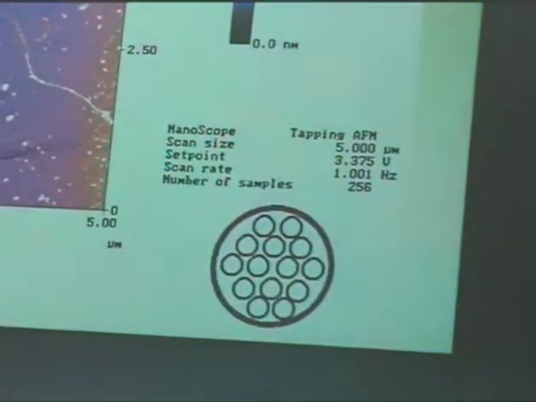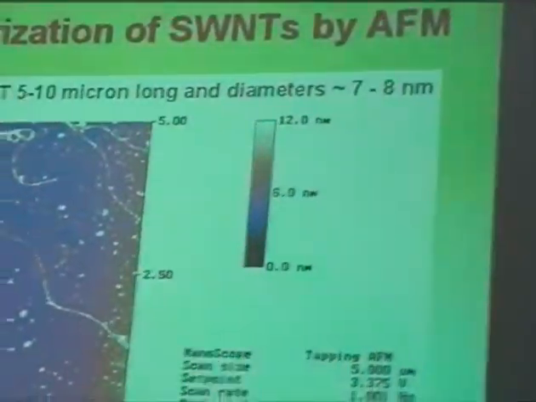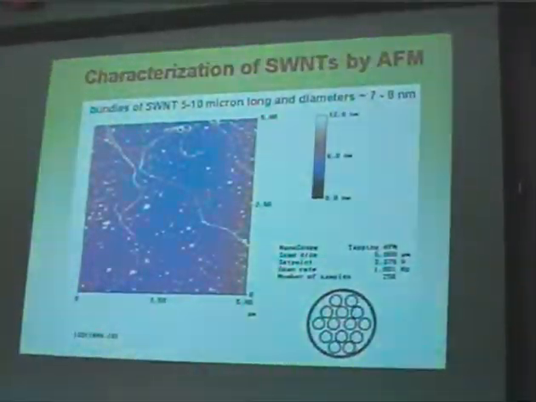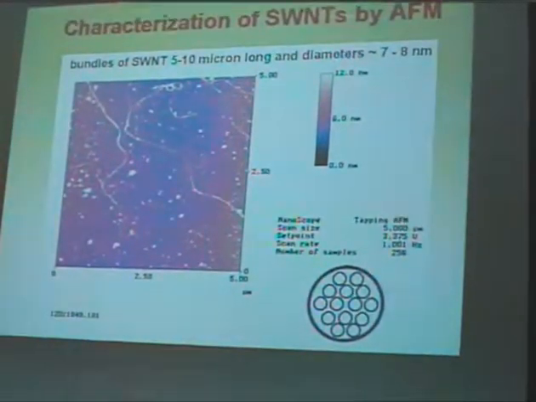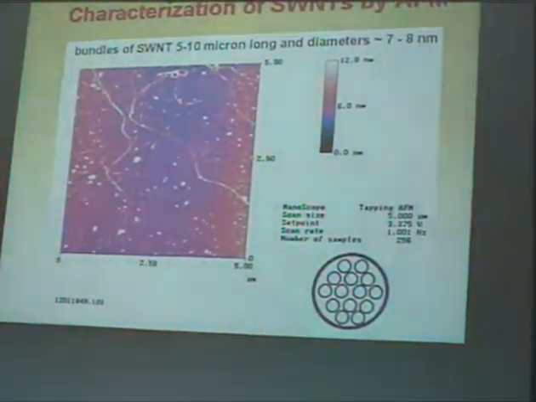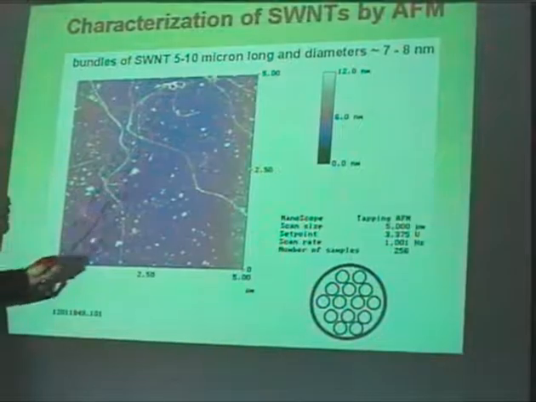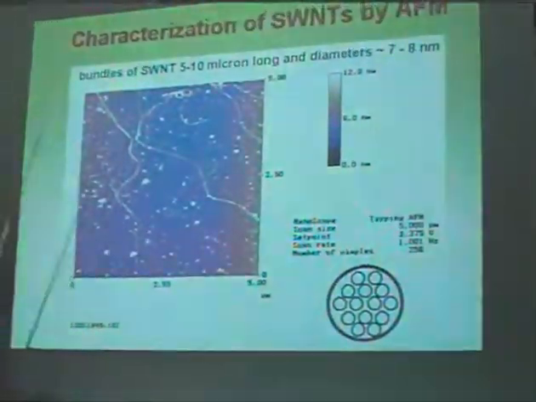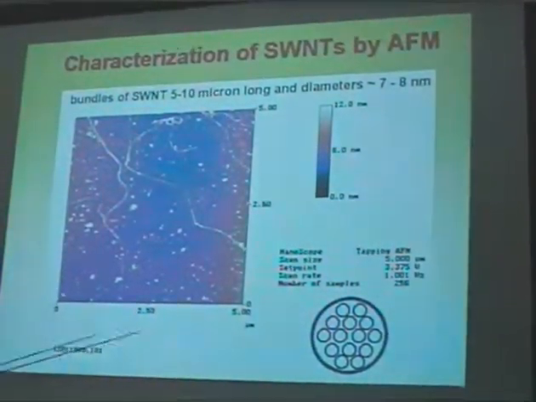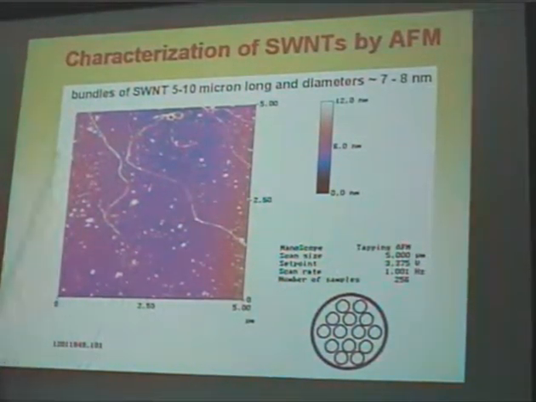Here we have an AFM study where you can see the length of the tubes. They are normally 2 to 5 microns long, and we have less than 10 nanometers in diameter. So we have only a few nanometers in that bundle.